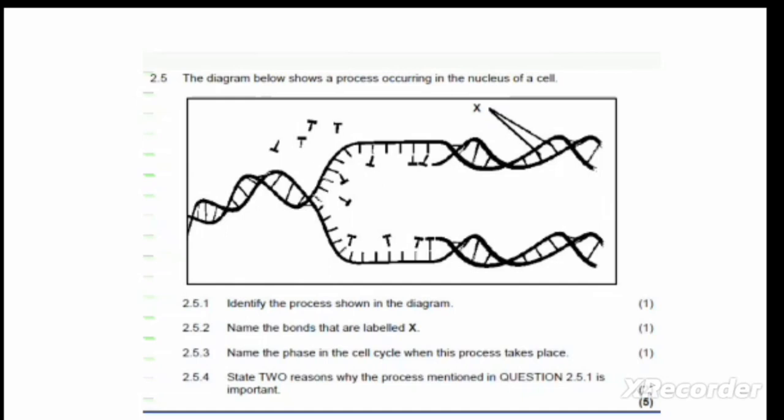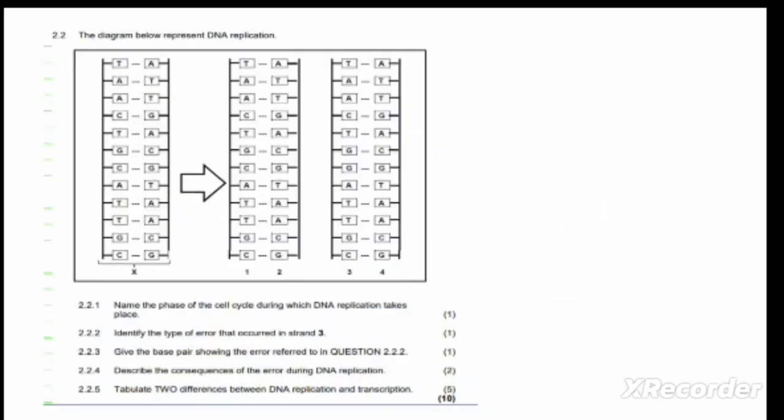So let's look at the last set of questions we have. It says that the diagram below represents a DNA replication. So if you look at the first DNA molecule, which is X, it has the nucleotides there pairing. The second one, we have strand 1 and 2. The third one, 3 and 4. If you look at the nitrogenous bases at 3 and 4, we have G pairing with G there in the middle, and which is an error.